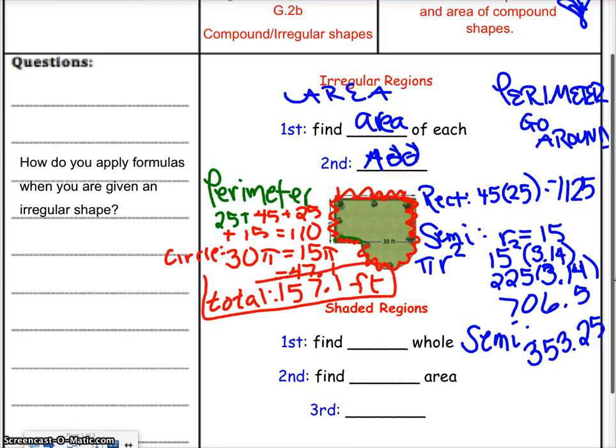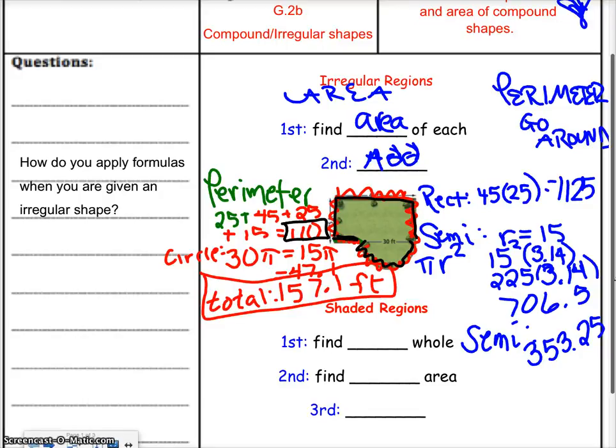So notice my strategy there. I dealt with circle last because I knew I'm going to have to do a couple steps to deal with circle. So I added around. I added that all up and I got 110. And then I dealt with my circle, so I found my full circumference. I halved it because it's half a circle. And then I evaluated. And then added them together.